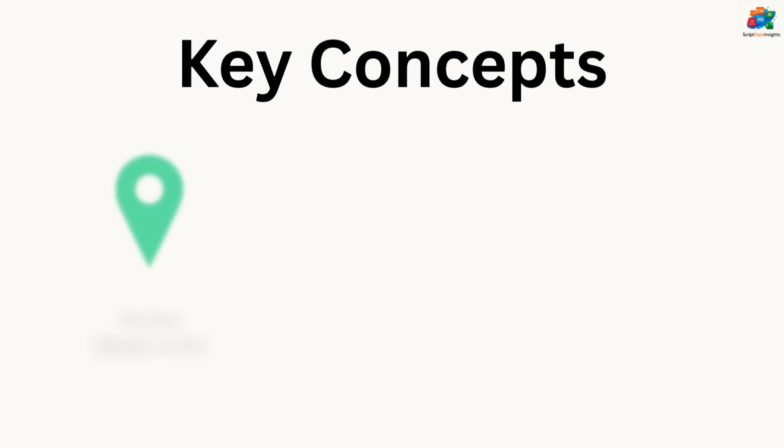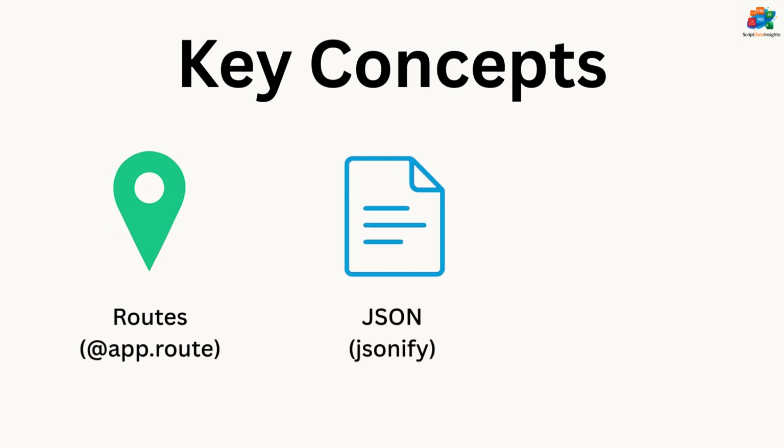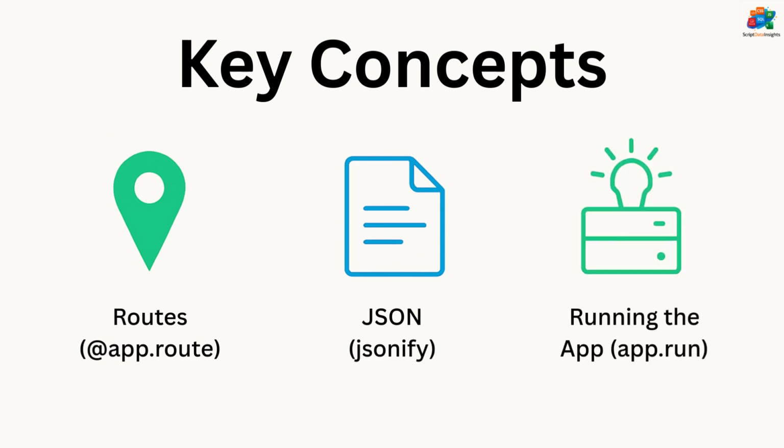Now let's review the key concepts you've learned. The first is routes, which are the URLs you define for your API to respond to. Second, you learned about JSON, which is the standardized data format your API will use to communicate with other applications. And finally, you learned about running the app, which starts a local web server to make your API accessible.